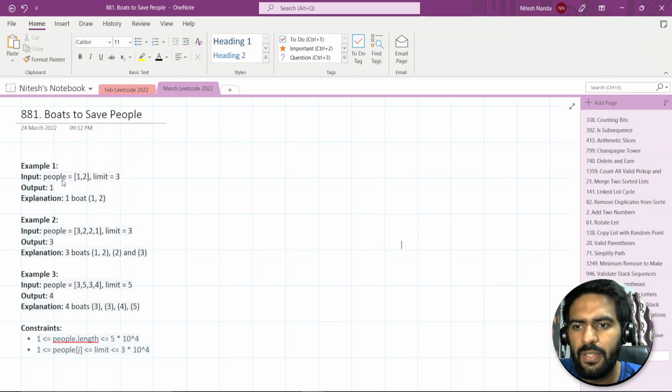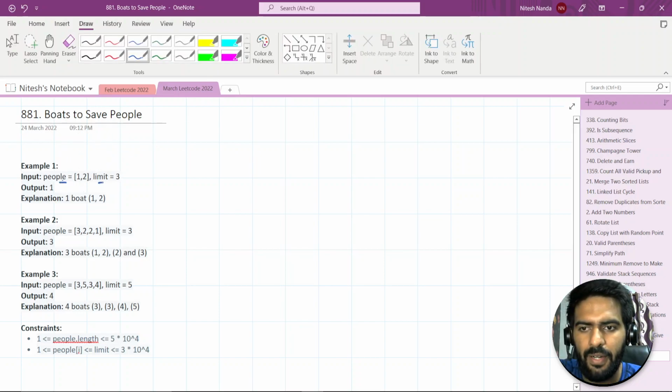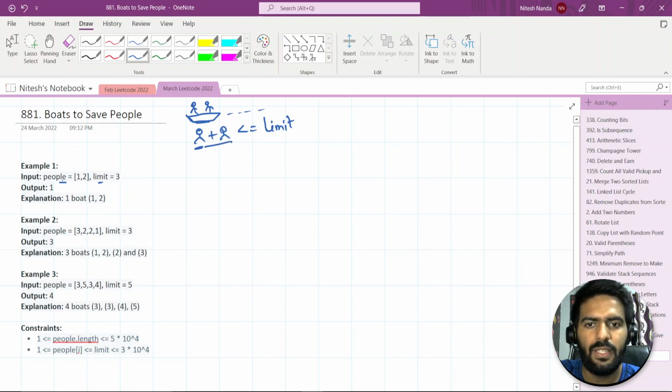You are given this people array and a limit. You have n number of boats, and how many people can sit in each? There can be only one or two people, and the sum of their weights must be less than or equal to the limit. If both their weights sum to more than the limit, then only one person can sit at a time.